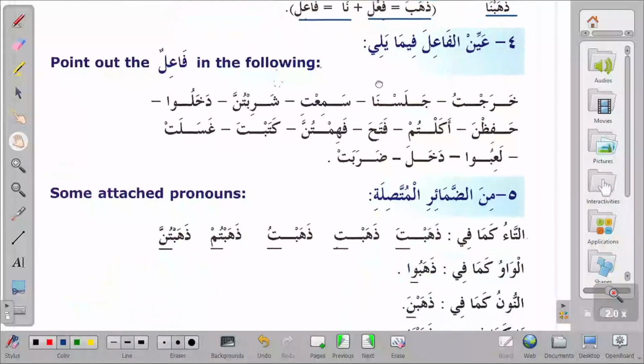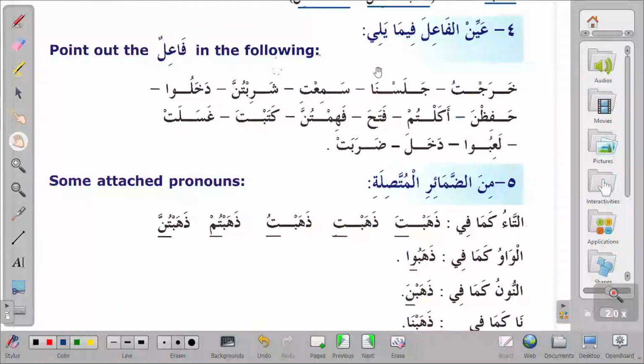So they are saying ayyin al-fa'ila fi ma yali. Ayyin, to distinguish, to make something out of something, to specify out. So ayyin al-fa'ila fi ma yali, point out, specify, bring out the fa'il, the doer, in the following, in whatever follows here. So they are asking you to try to point out the fa'il based on what we have done. Point out the fa'il here, the doer.